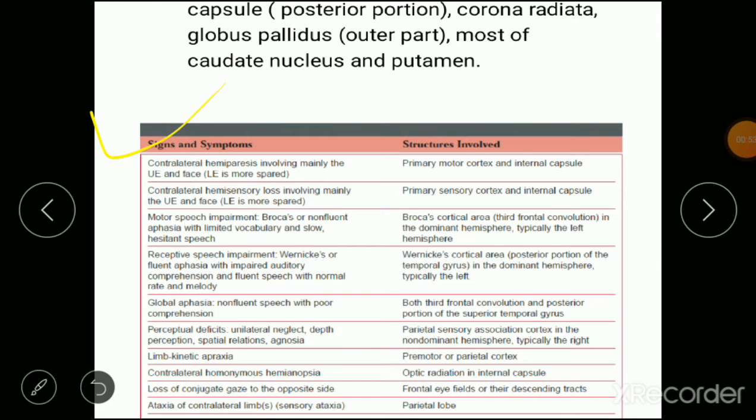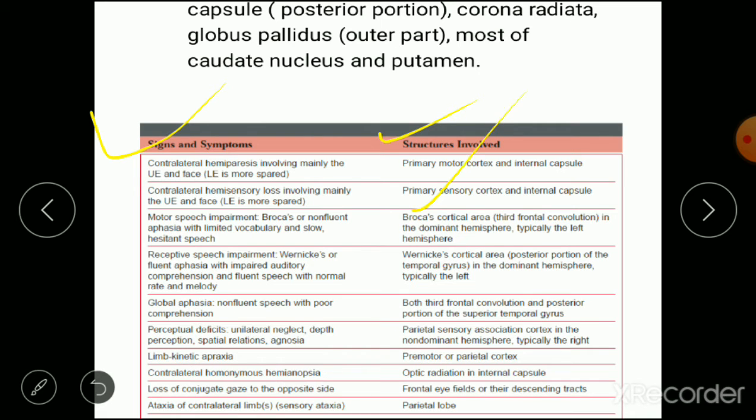Then here we discuss the features, that means the signs and symptoms we have to write in the answer. First we discuss the structure involved, and due to that involvement what type of signs and symptoms is present. First, the primary motor cortex and internal capsule are affected. Which type of symptoms? Contralateral hemiparesis. Hemiparesis means weakness only, and contralateral means on the opposite side. It mainly involves the upper extremity and face. The lower extremity is less involved, or in some cases it is intact, that is normal.